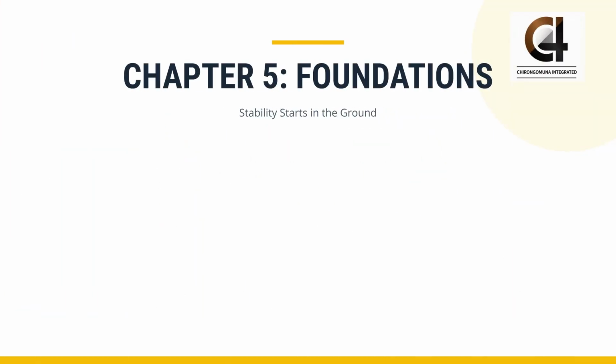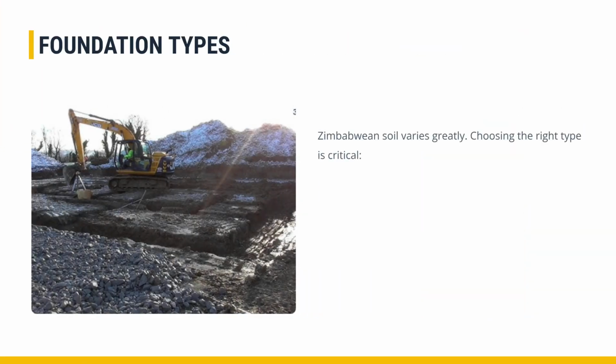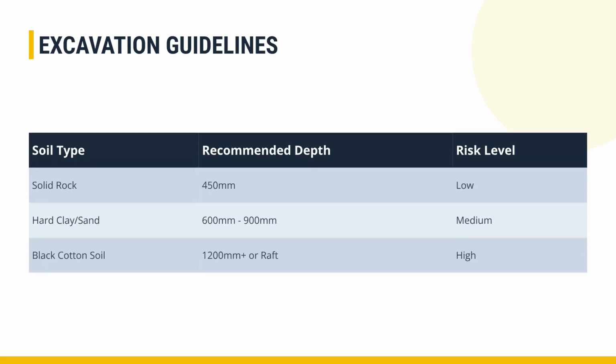Chapter 5 covers foundations, where stability starts in the ground and is crucial for any building project. Choosing the right foundation type is critical due to Zimbabwe's varying soil. Options include strip foundation for single-story houses, pad foundation for support pillars, and raft foundation for loose or swampy areas. Excavation guidelines depend on soil type. For solid rock, a depth of 450 millimeters is recommended with low risk. For black cotton soil, a depth of 1,200 millimeters or a raft foundation is needed due to high risk.